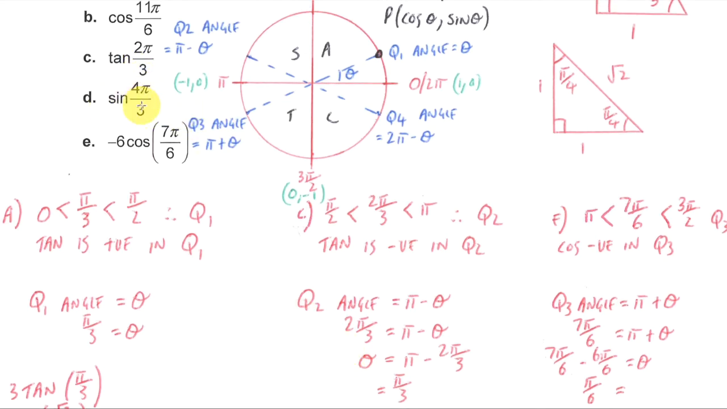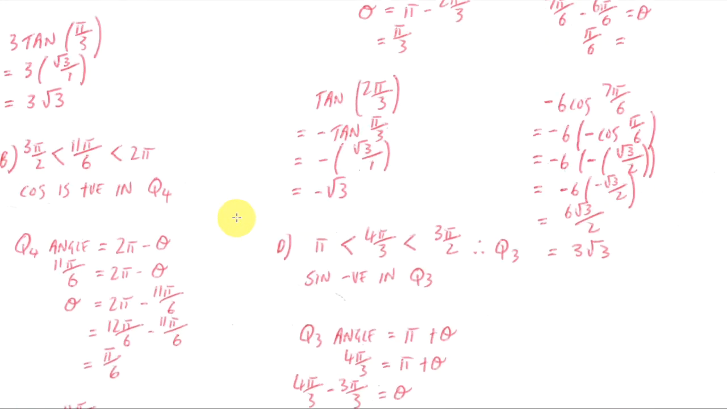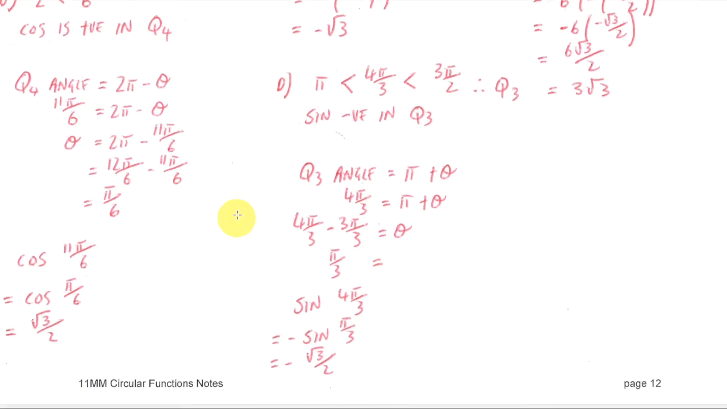D, sine of 4 pi on 3. So I'd start with placing down the angle that I'm dealing with, so 4 pi on 3. Now think about this again. If I ignore the pi, that's 4 on 3, which is 1.33. So that's slightly greater than 1, and it's less than 3 on 2, which is 1.5. So that kind of helps you place where you are in the unit circle. So 4 pi on 3 is going to be between pi and 3 pi on 2. So we are dealing with being in the third quadrant.